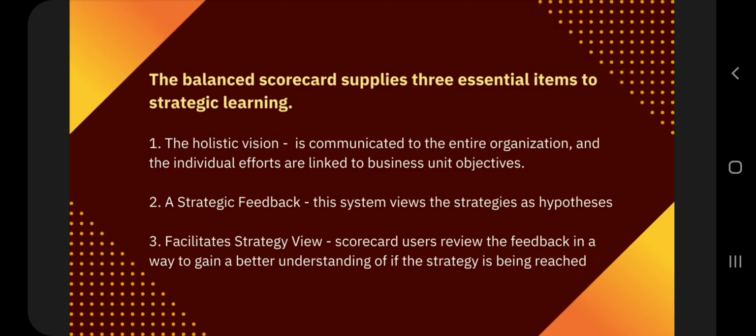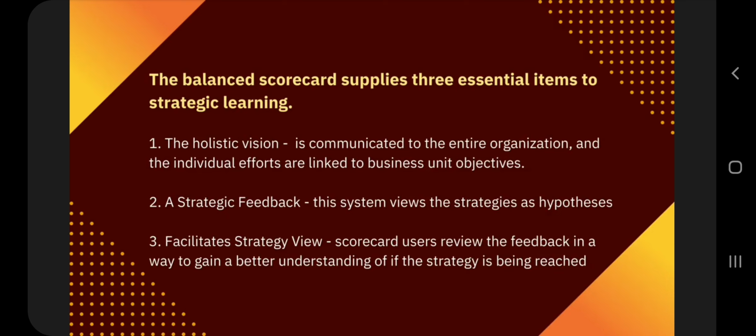First, it expresses the vision. The holistic vision is communicated to the entire company, and the individual efforts are connected to company business goals. A holistic business approach is a strategy that connects every department in an organization to help them work as one team. All employees work together to achieve an overarching organizational goal.